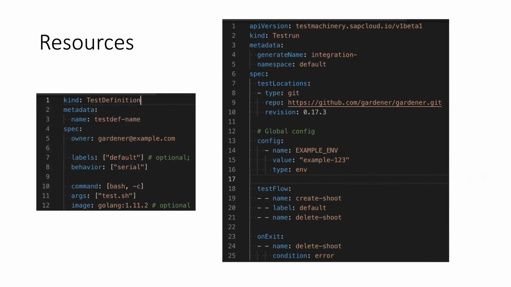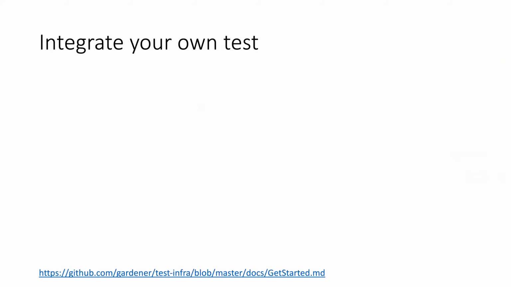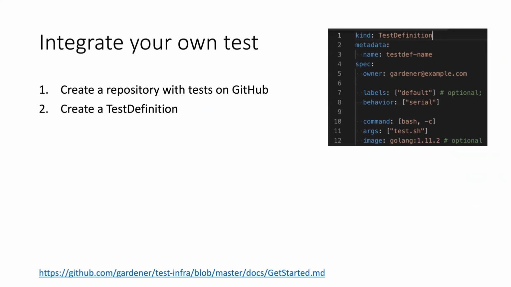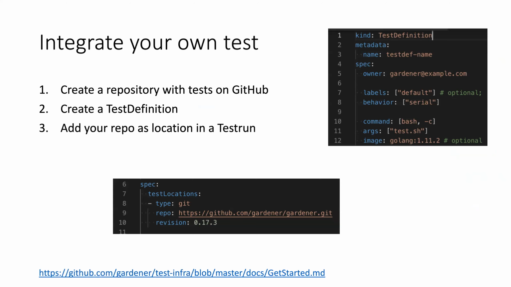This is one big point that we had when we designed the test machinery: easy integration. And this label feature is really part of that, because the only thing that you have to do when you want to integrate your own tests is create a repository with tests on GitHub, or even already have a repository with tests. Then you create a test definition in a specific path with the things you want to execute. And then add the repository as a location in the test run.